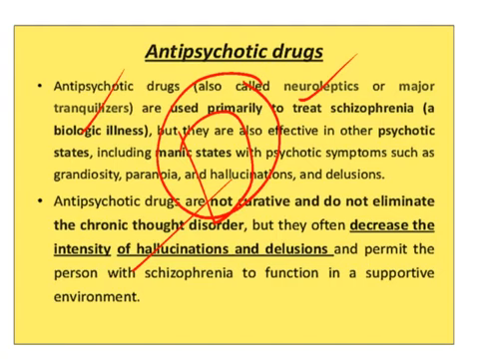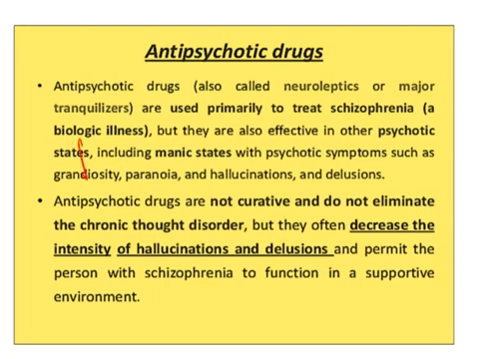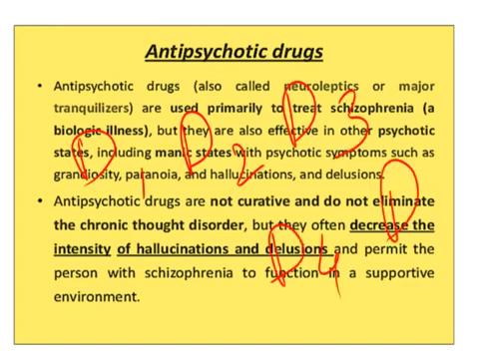So there are 5 dopamine receptors. Which ones? D1, D2, D3, D4 and D5. So these are the 5 dopamine receptors.